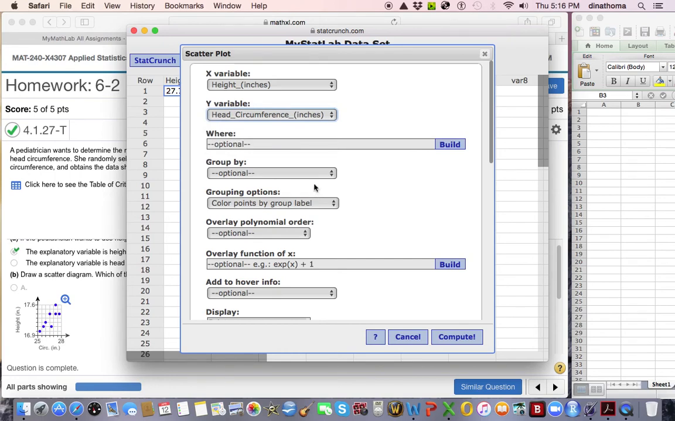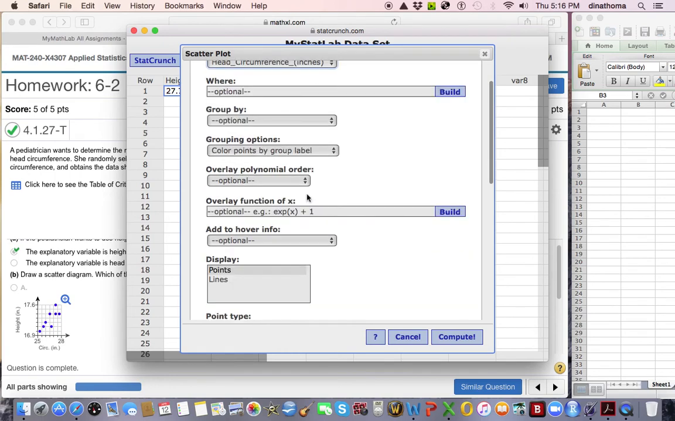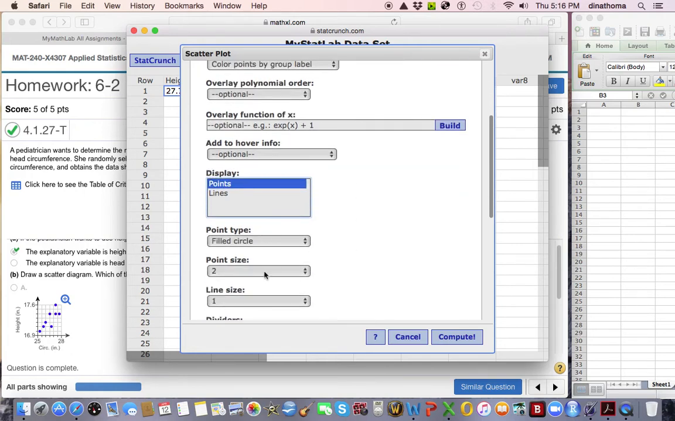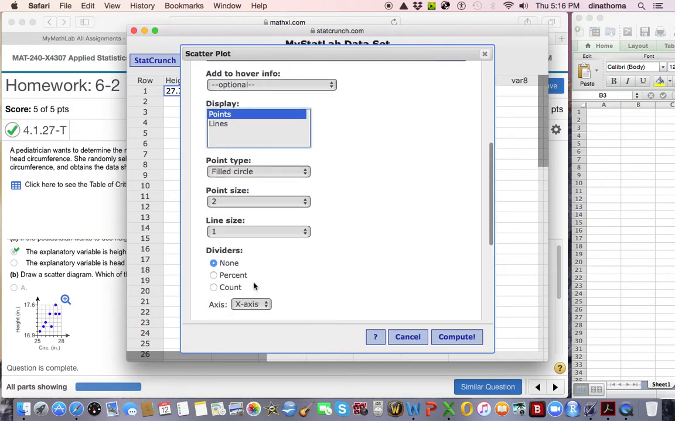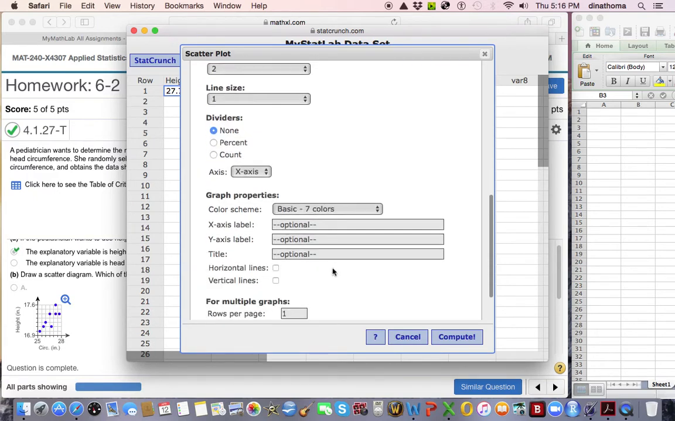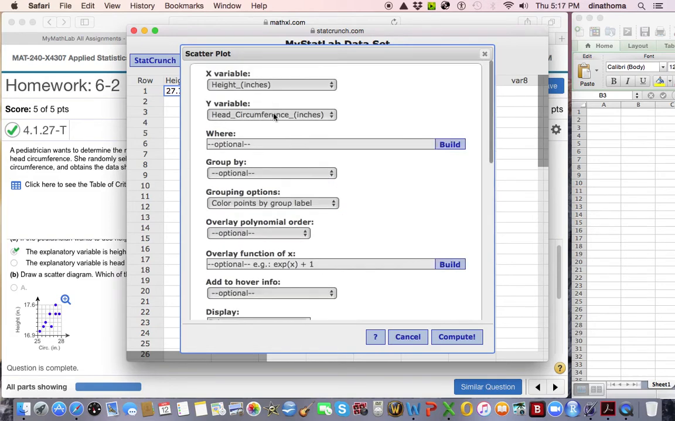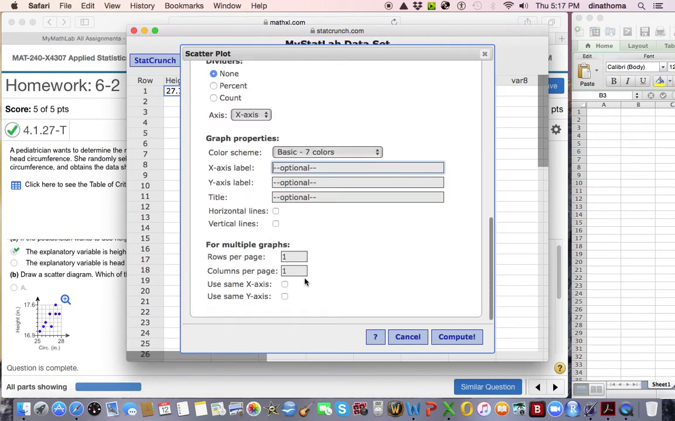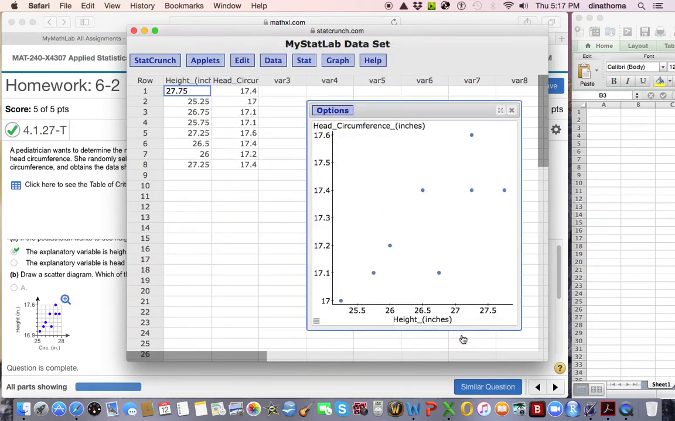A lot of different things you can do to make these graphs all pretty and stuff if you actually do this analysis for presentation. I want points. We don't want to connect them. Filled circle, point size, line size, dividers, all this stuff I'm just going to leave turned off. If you want to make it colorful or labels, you can type things in, but you have to type it in. But ours, because our data is labeled, we don't have to type it in. But if you wanted to change it, you can. If you want to put a title, all these things that you can make these graphs really nice and eye-pleasing. So we'll go click on Compute.